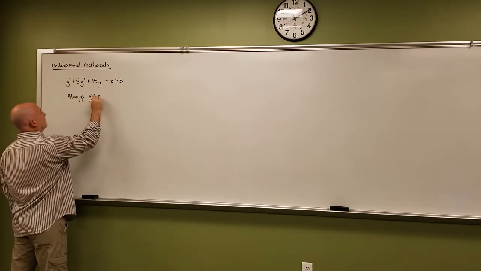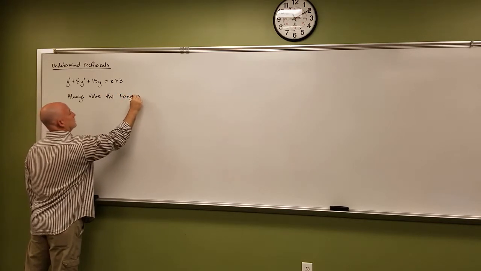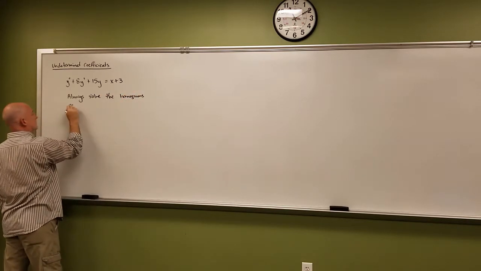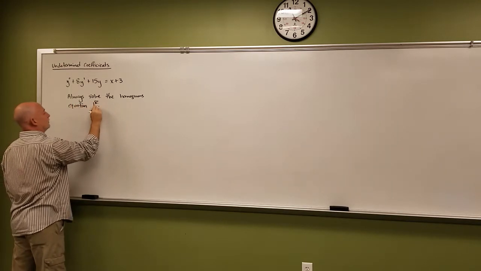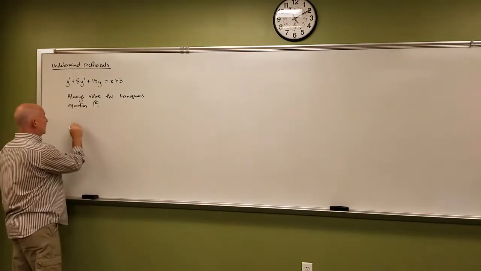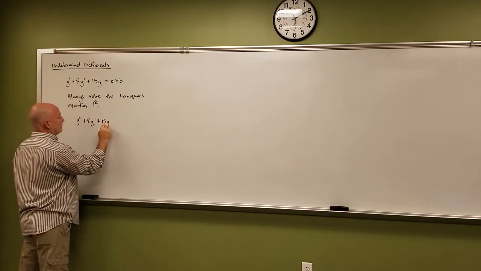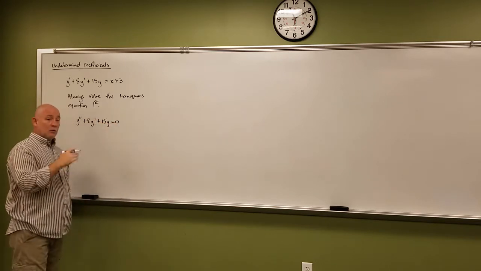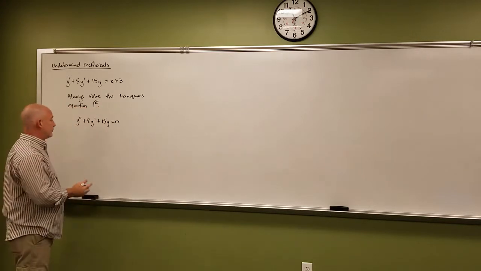Always solve the homogeneous equation first. So basically we're going to ignore the non-homogeneous part and we're just going to look at y double prime plus 8y prime plus 15y equals 0. And then we'll get to the undetermined coefficients part. So let's go ahead and run through this real quick.